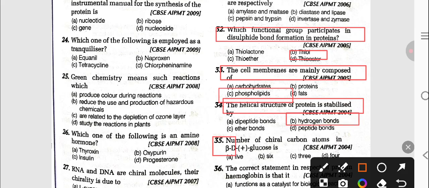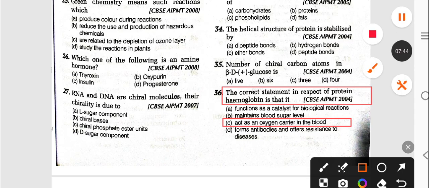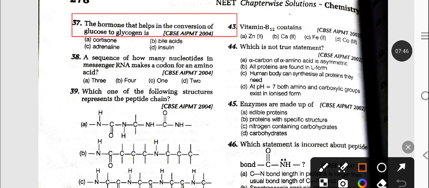Number of the chiral carbon atoms in D-glucose is 5. Option number is the right answer. The correct statement in respect of protein hemoglobin is that it acts as oxygen carrier in the blood. The hormone that helps in the conversion of glucose to glycogen is insulin.